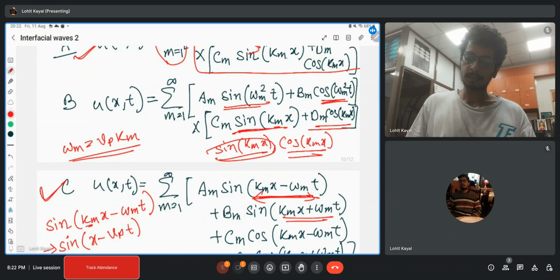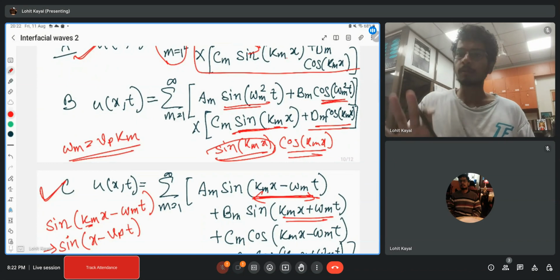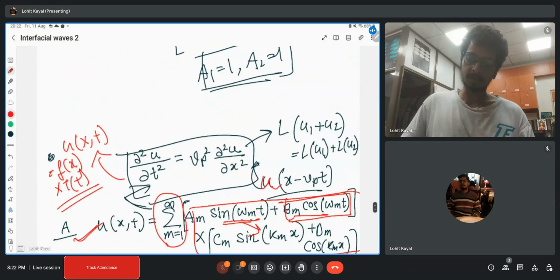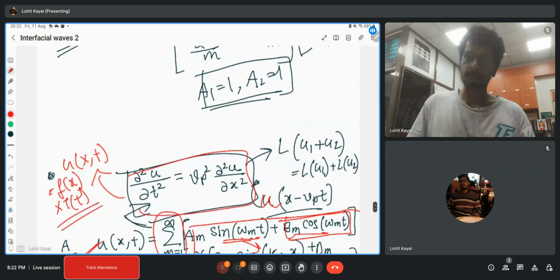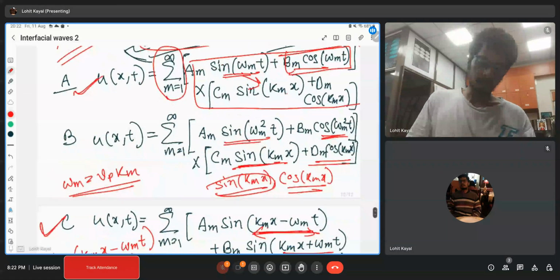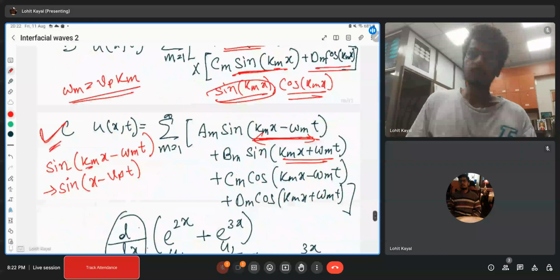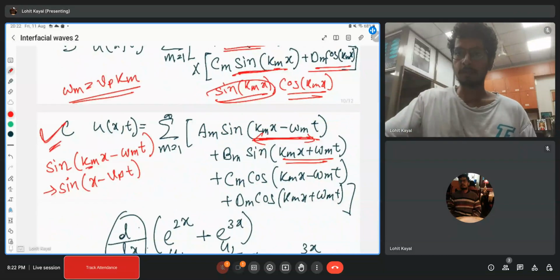Also, there will be some combination of sine kx into cos 2 omega t. It will give you some result, but that will not be a solution for this kind of equation. Okay, so only option A and option C are the correct choice for this equation.